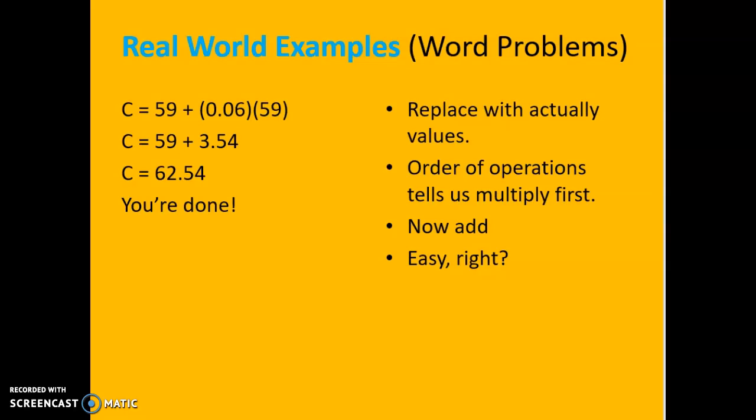So we have no parentheses and we have no exponents. So we're going to do multiplication and division as it appears from left to right. So I'm going to take the 0.06 times 59, which gives me that $3.54. And then I will go back and add, which gives me a grand total cost of $62.54.